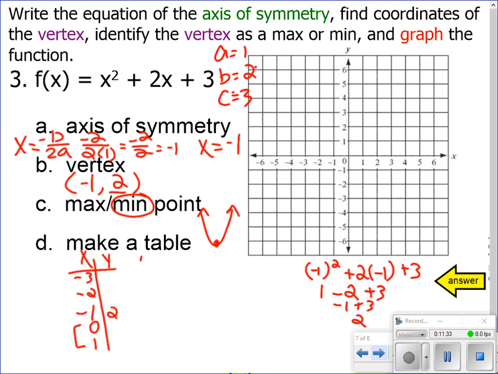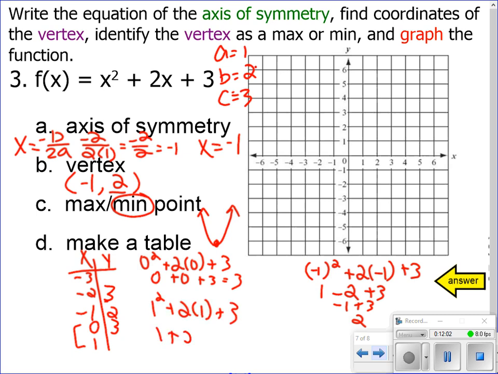Alright, so I put in 0 squared plus 2 times 0 plus 3. So the zeros, plus 0 plus 3, that's just 3. So I've got 0, 3, and negative 2, 3. Make sure I get rid of this so it doesn't look like a negative. Alright, then I'm going to do the same thing for 1, so it's 1 squared plus 2 times 1 plus 3, that's 1 plus 2 plus 3, that's 6. So I've got 1, 6, and negative 3, 6.